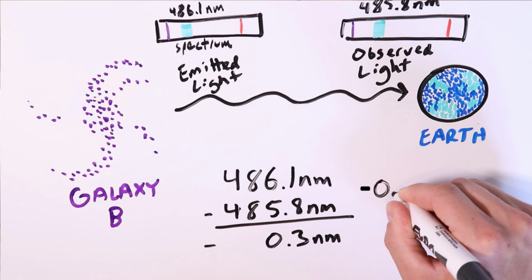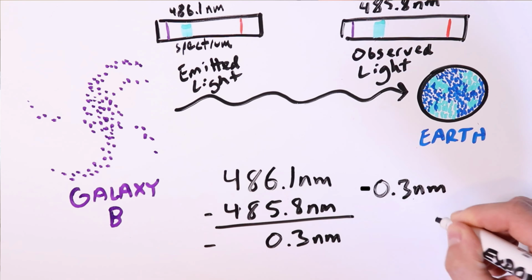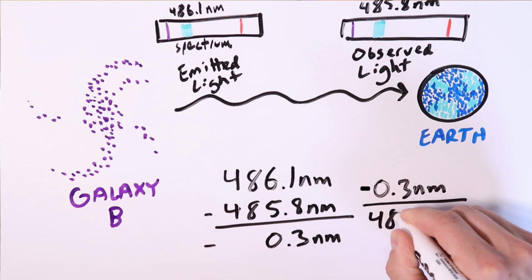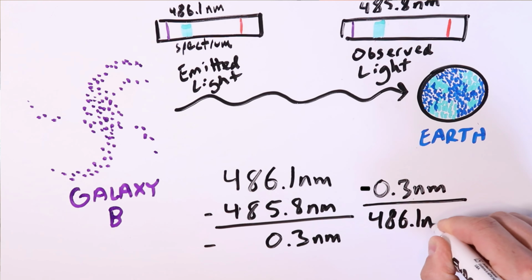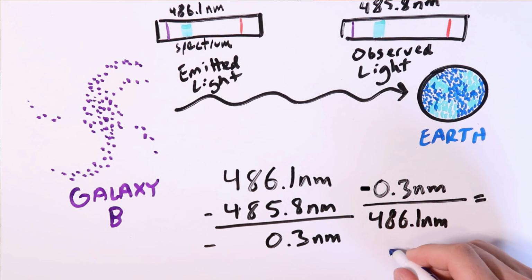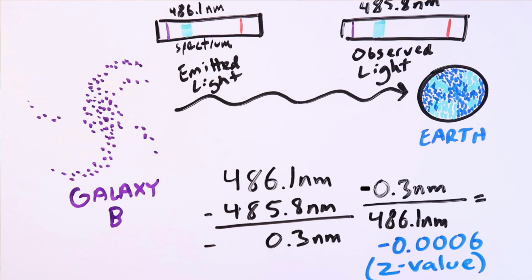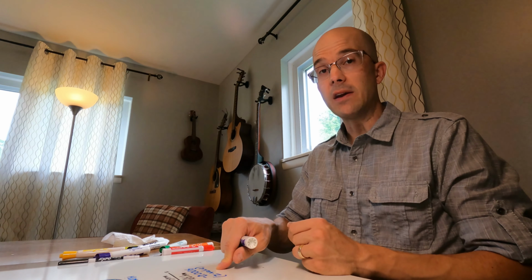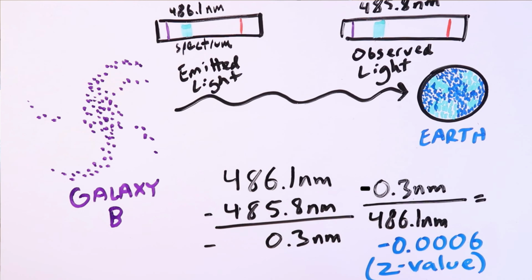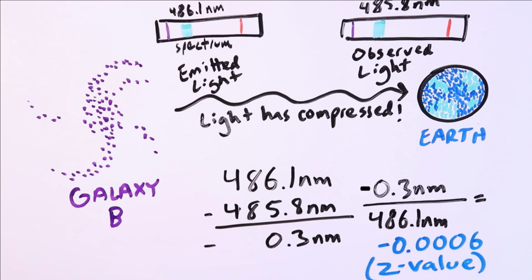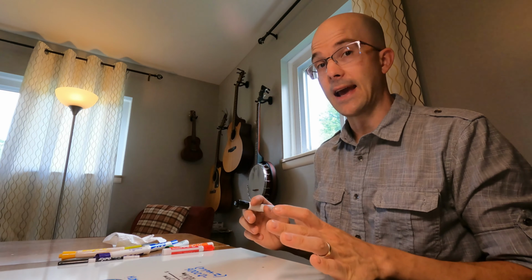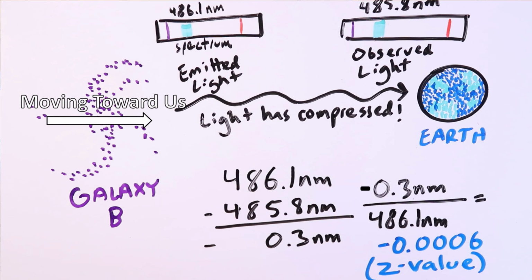If we divide negative 0.3 nanometers by our baseline wavelength of 486.1 nanometers, we get the value of negative 0.0006. That's the z-value for Galaxy B. This negative z-value indicates that the wavelength of the observed light is a little shorter than when it was emitted. What that means is that the light has been compressed. This indicates that the galaxy is moving toward us because the wavelength has been shortened.